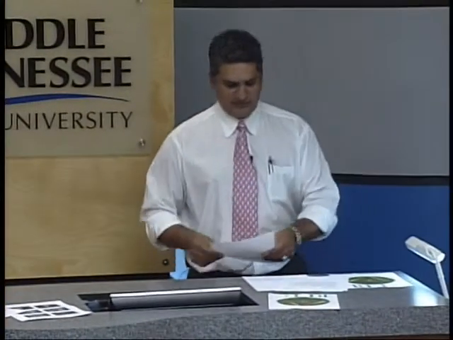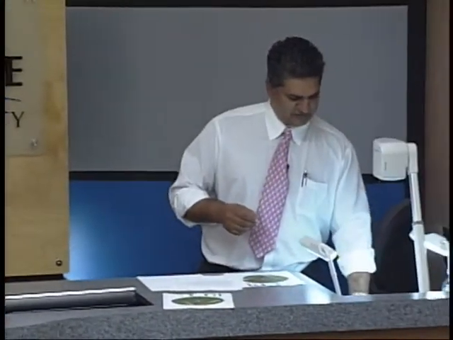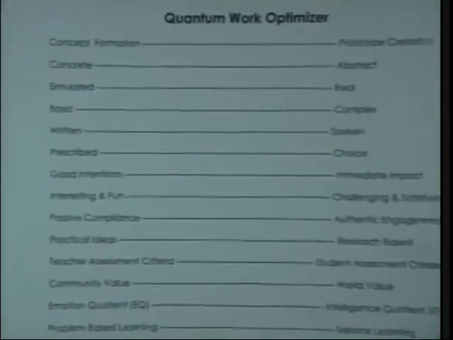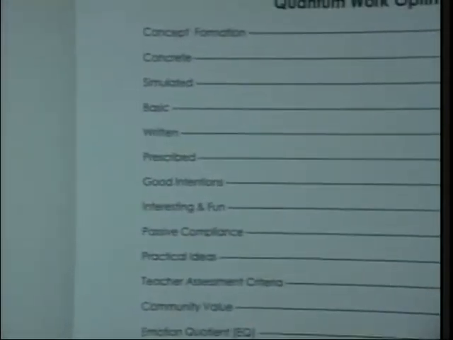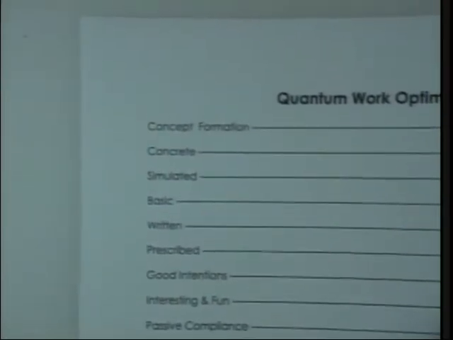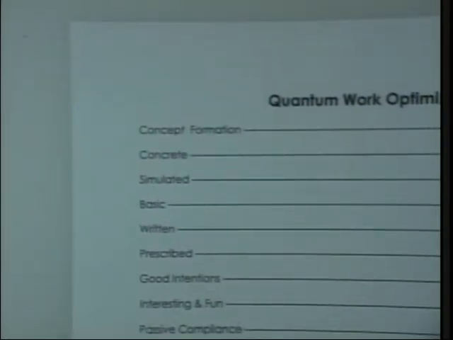Let's talk about an instrument that I created. It's called the Quantum Work Optimizer. If we could zoom into this document, the top part. Here's what we need to do. There we go. Thank you. Fantastic. I'll move it about here so you can see it. This is called the Quantum Work Optimizer.